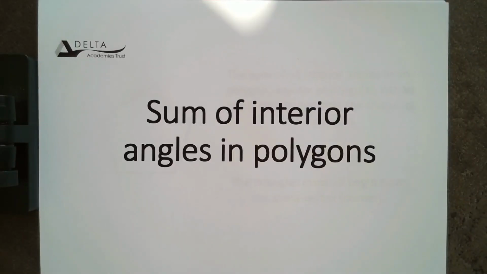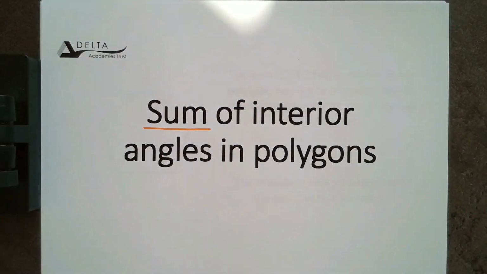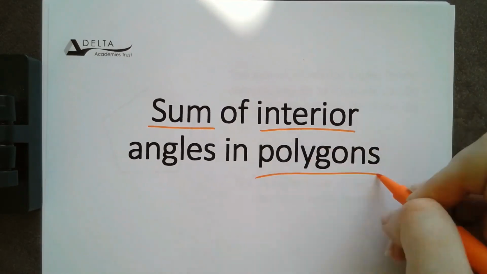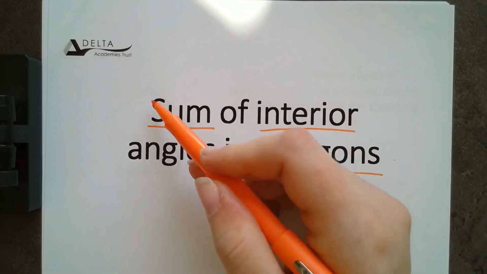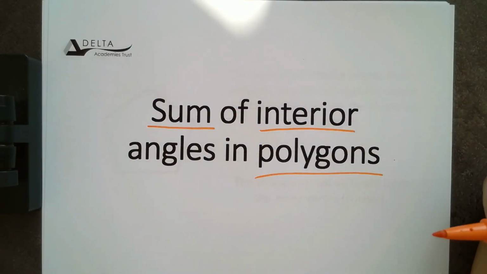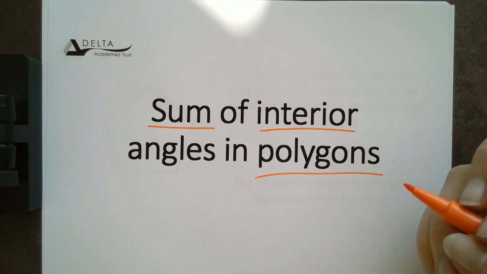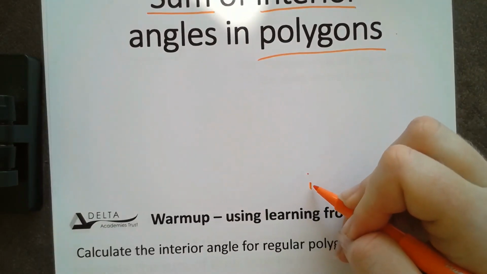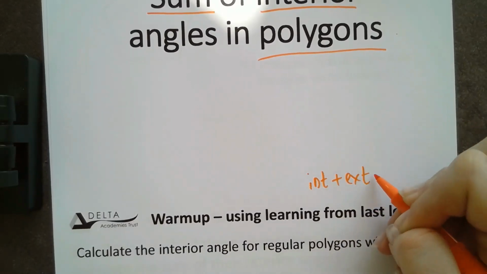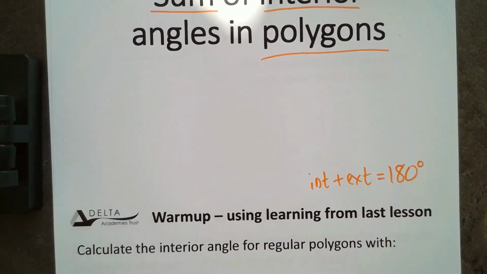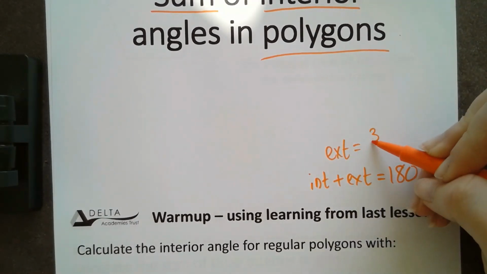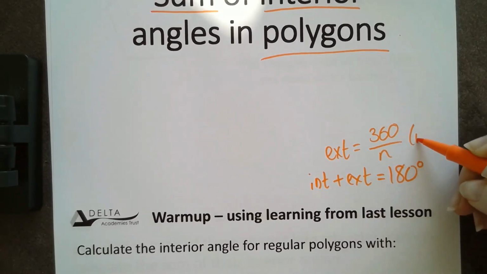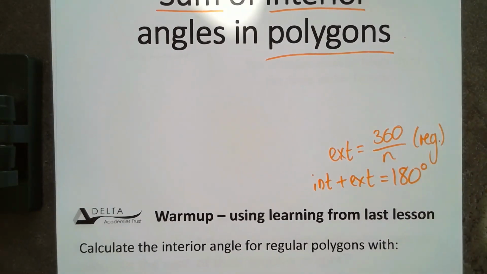We're going to move on today to looking at the sum of interior angles in a polygon. So we looked yesterday at interior angles on the inside of a 2D shape with straight sides. The sum just means the total of them. Yesterday we looked at the fact that interior plus exterior equals 180 as they are on a straight line, and we knew that our exterior angle, just one in a regular polygon, is 360 divided by n.